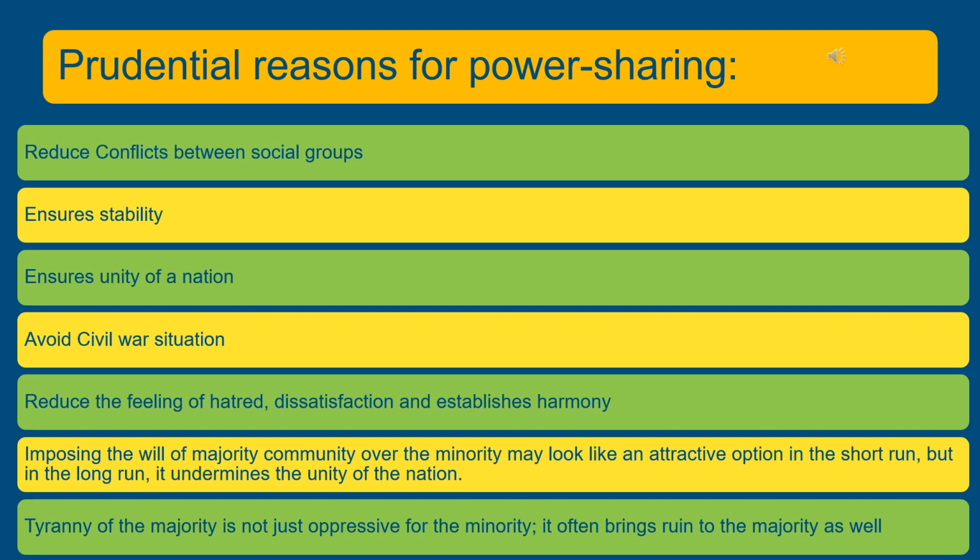The next point here is tyranny. That is the use of absolute power, like monarchy, kingship, of the majority. It is not just oppressive for the minority, it often brings ruin to the majority as well. So, if the majority community establishes its tyranny, uncontrolled power, then it is not only harmful for the minority, it would be harmful for the majority as well. Because if they would fight, if there would be unrest, if there would be conflicts, then the majority would also suffer. So we can see all these points support and tell you about the prudential reasons for power sharing.